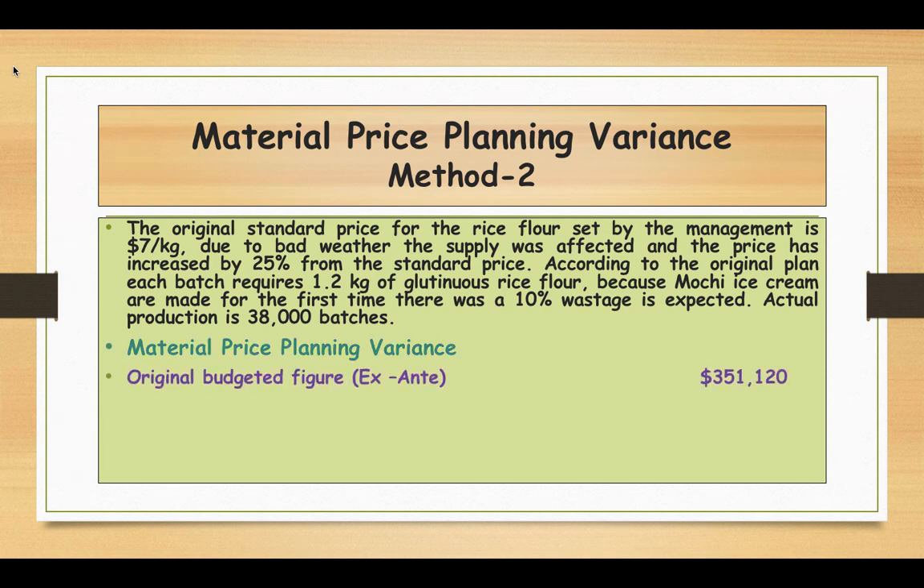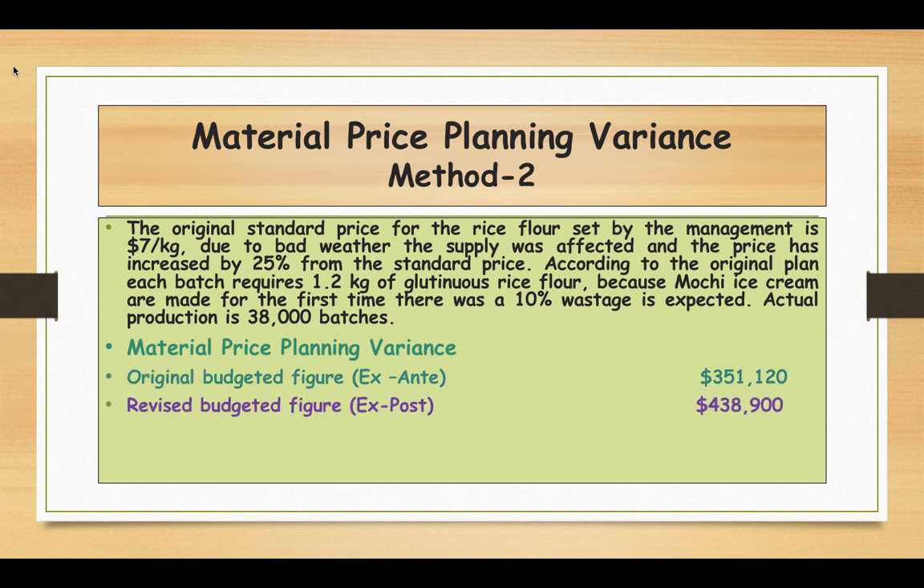So here we are going to calculate the material price planning variance. The original budgeted figure, which is the ex ante: 38,000 batches. Each batch we expected 1.2 kilograms, but there is a 10% wastage, so we need to consider that. So 38,000 times 1.2 kgs times the 1.1, which is our 10% wastage, times the $7 per kg. So we will get $351,120. This is our ex ante cost.